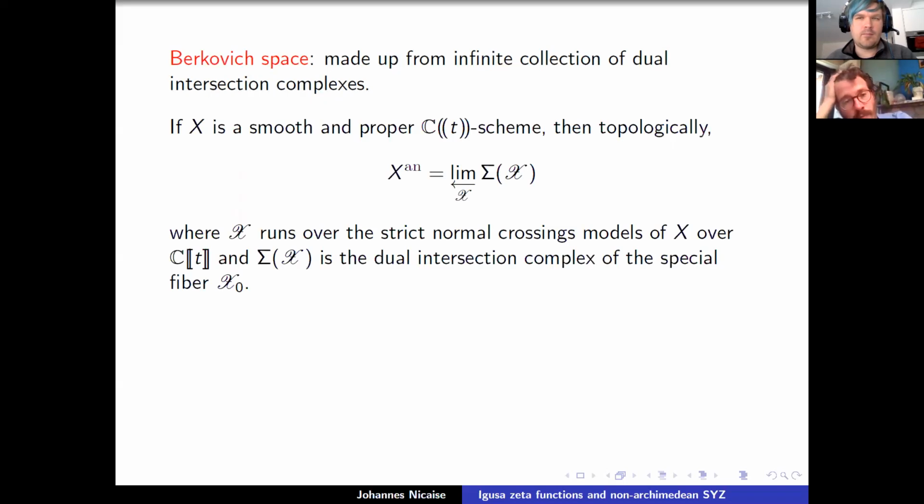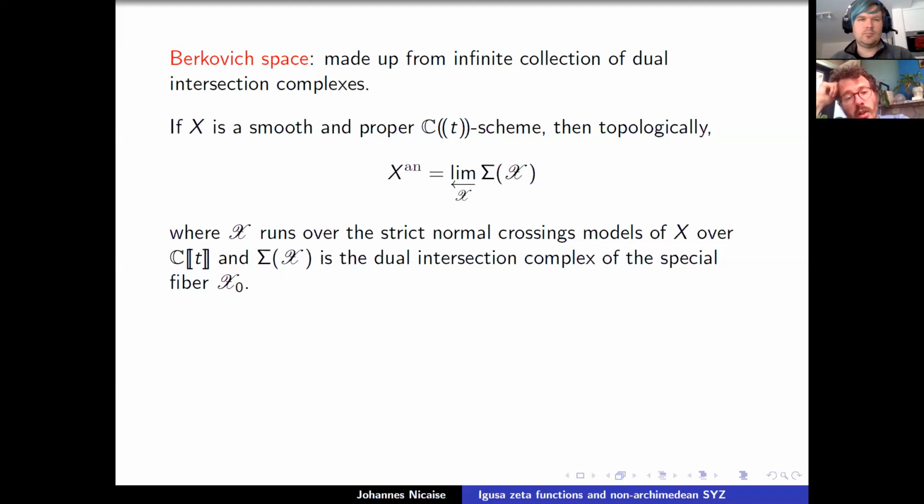In fact, if X is a smooth and proper scheme over the complex Laurent series field, then we can take the analytification of X as a Berkovich space over this field endowed with the t-adic absolute value. A very convenient way to describe the topology on this Berkovich analytification is by taking a projective limit over all strict normal crossings models 𝒳 of X, of Σ(𝒳), where Σ(𝒳) is the dual intersection complex of the special fiber of this normal crossings model.